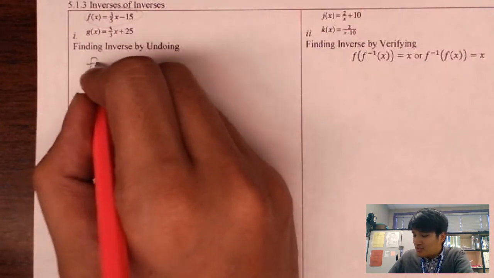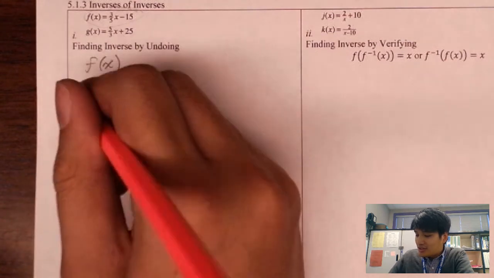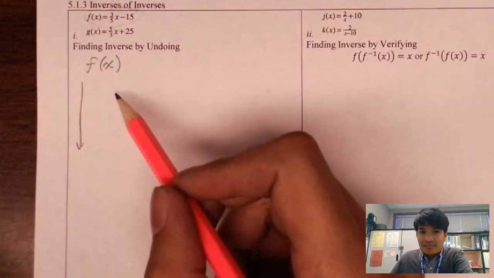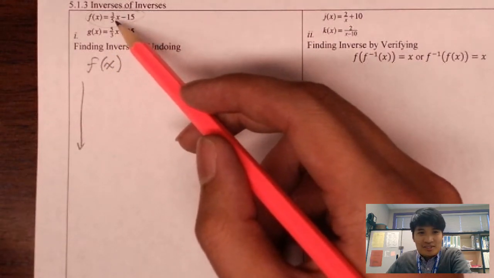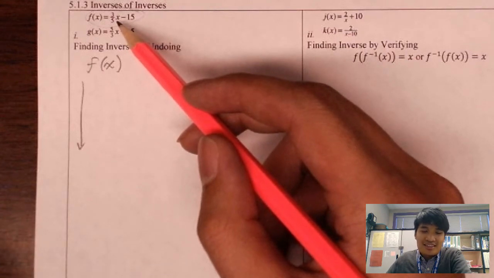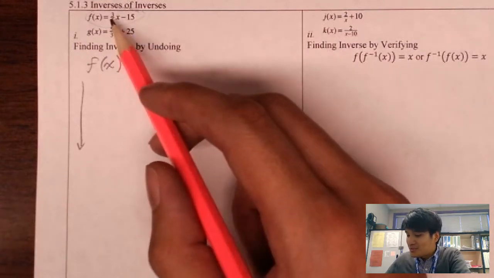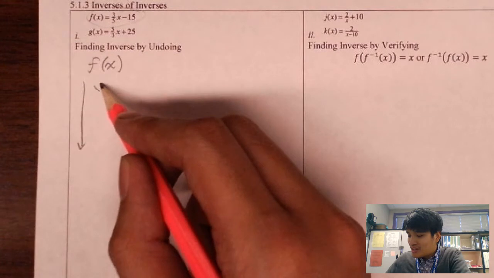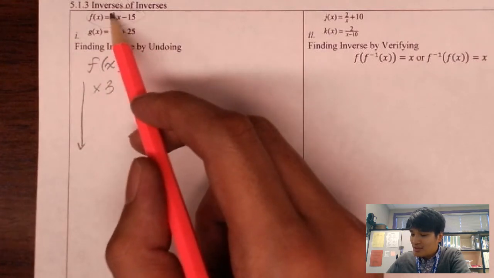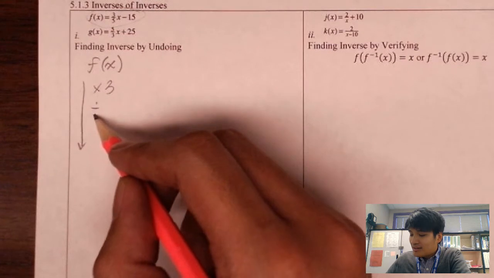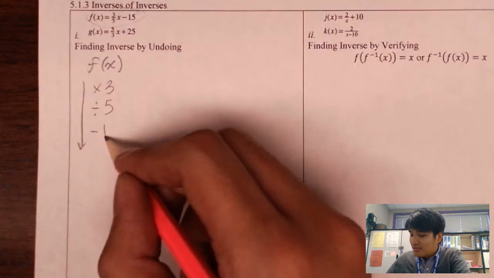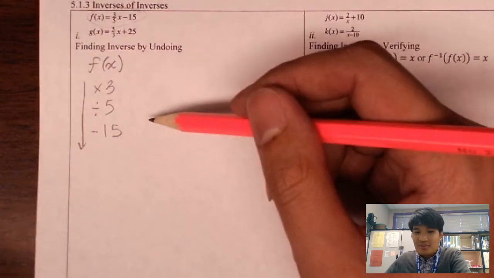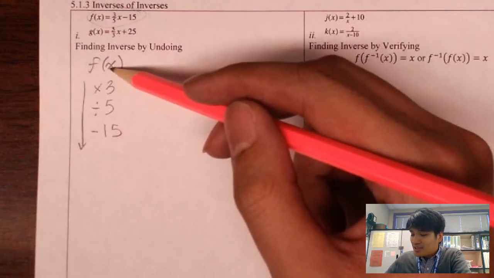One of the first things we should do is figure out what our order of operations is when doing inverse by undoing. When I plug in an x, you have to think about what is the first operation that happens to x. The first thing we should do in this case is multiply by 3, because there's a 3 up here. Now I'm going to divide by 5, and then I'm going to subtract 15.